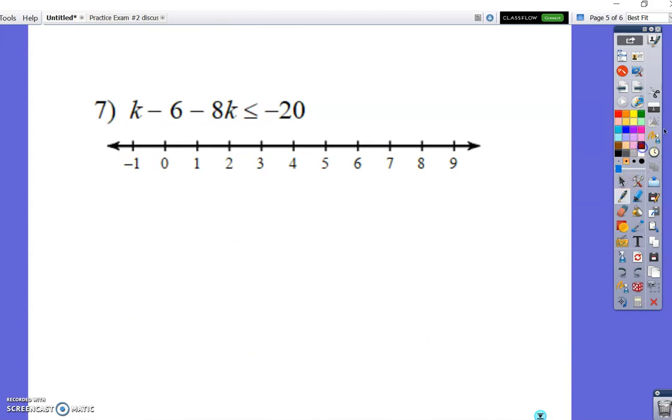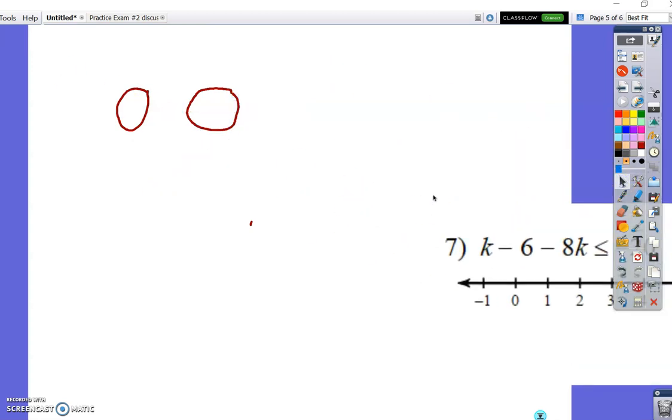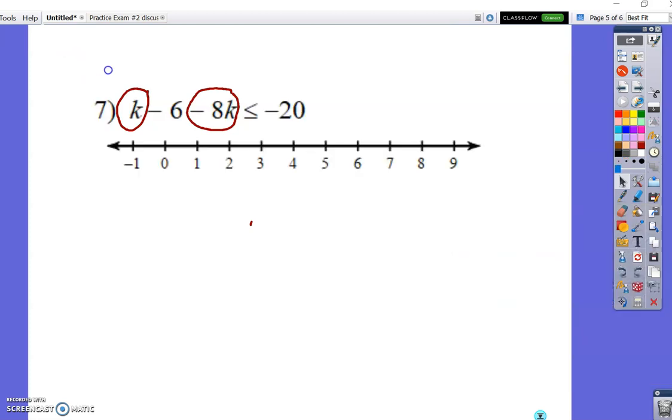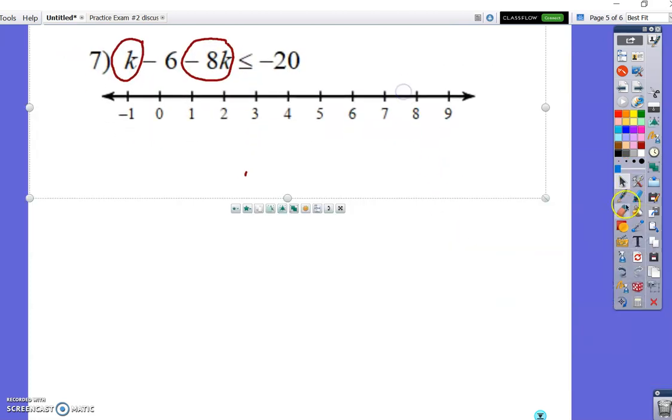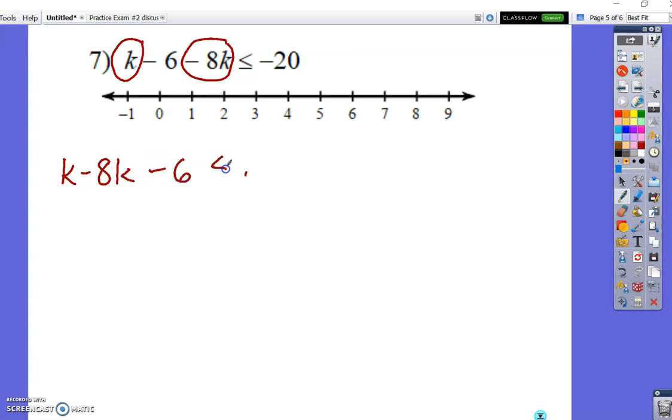All right, and so then I have this one. But just kidding, this one sign switches. What was I thinking? So I've got this k and negative 8k, so this is a little more complicated. I have to actually combine like terms first before I do anything else. So I'm going to put k and negative 8k together, and so k minus 8k is negative 7k, because this is 1k.